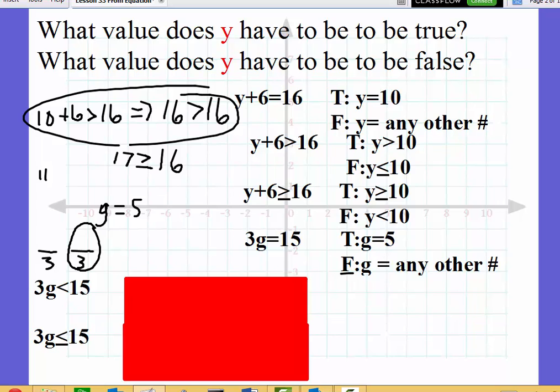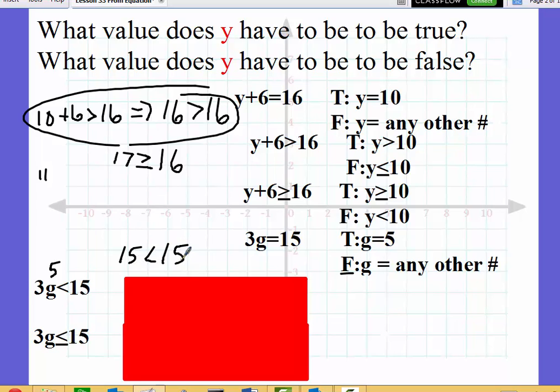Okay, my next step. Let's look at when I have a multiplication with an inequality. I have 3 times g is less than 15. Well, I already know when g equals 5, it's going to be 15. So if I put 5 in for g, I'm left with 15. It's less than 15.